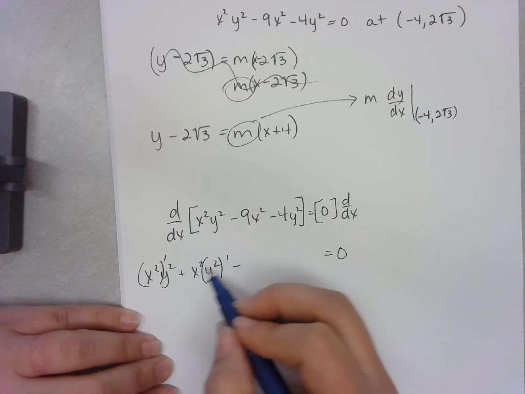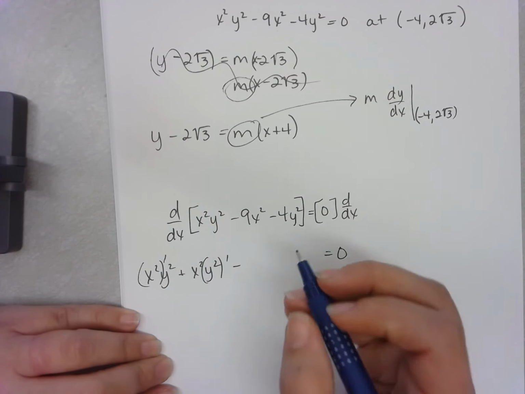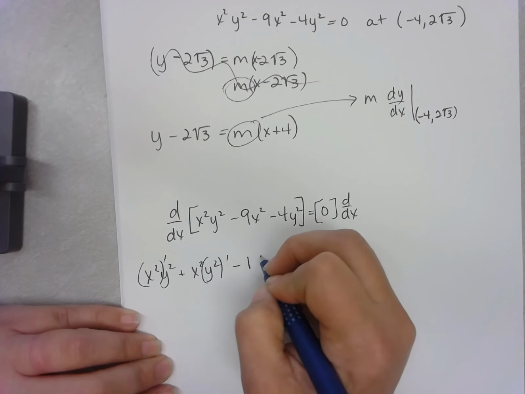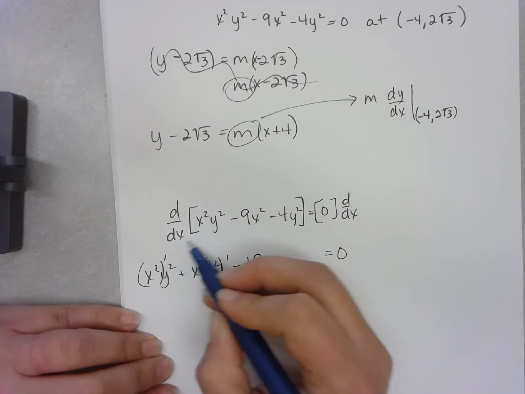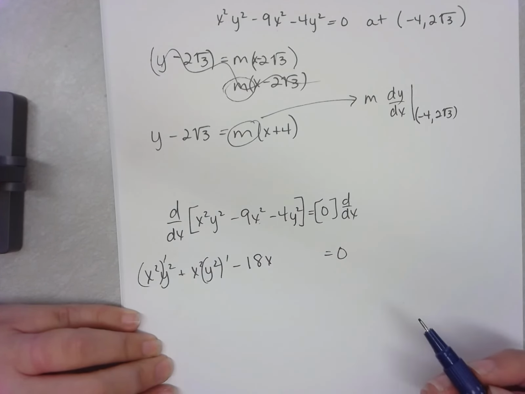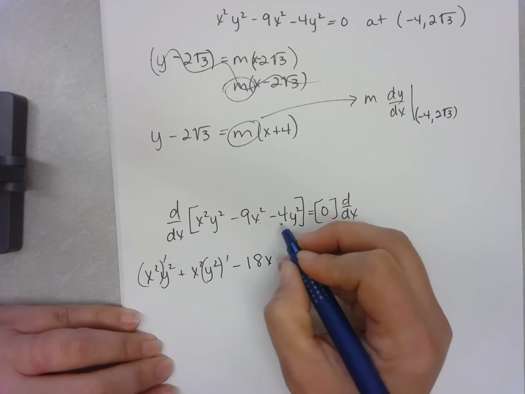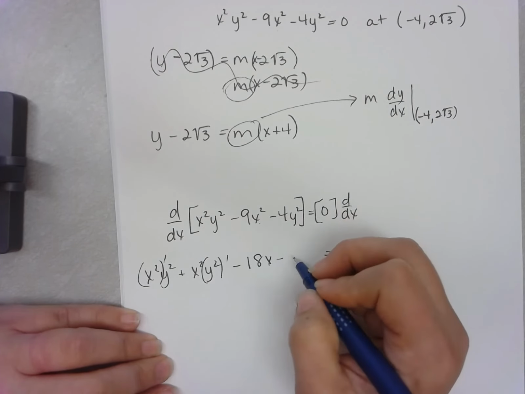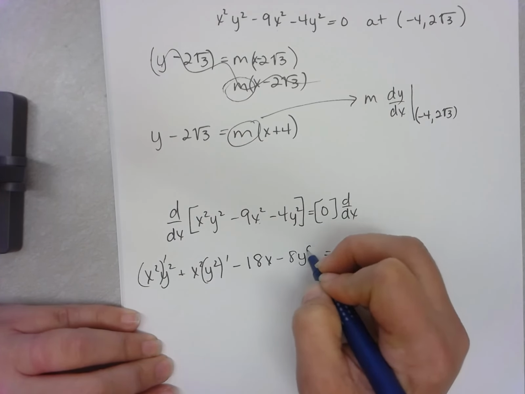This notation clearly says I still need to do that. So then this will be negative 18x. The variables match here, so nothing needed. Then minus, now I've got a y term, 8y dy/dx.